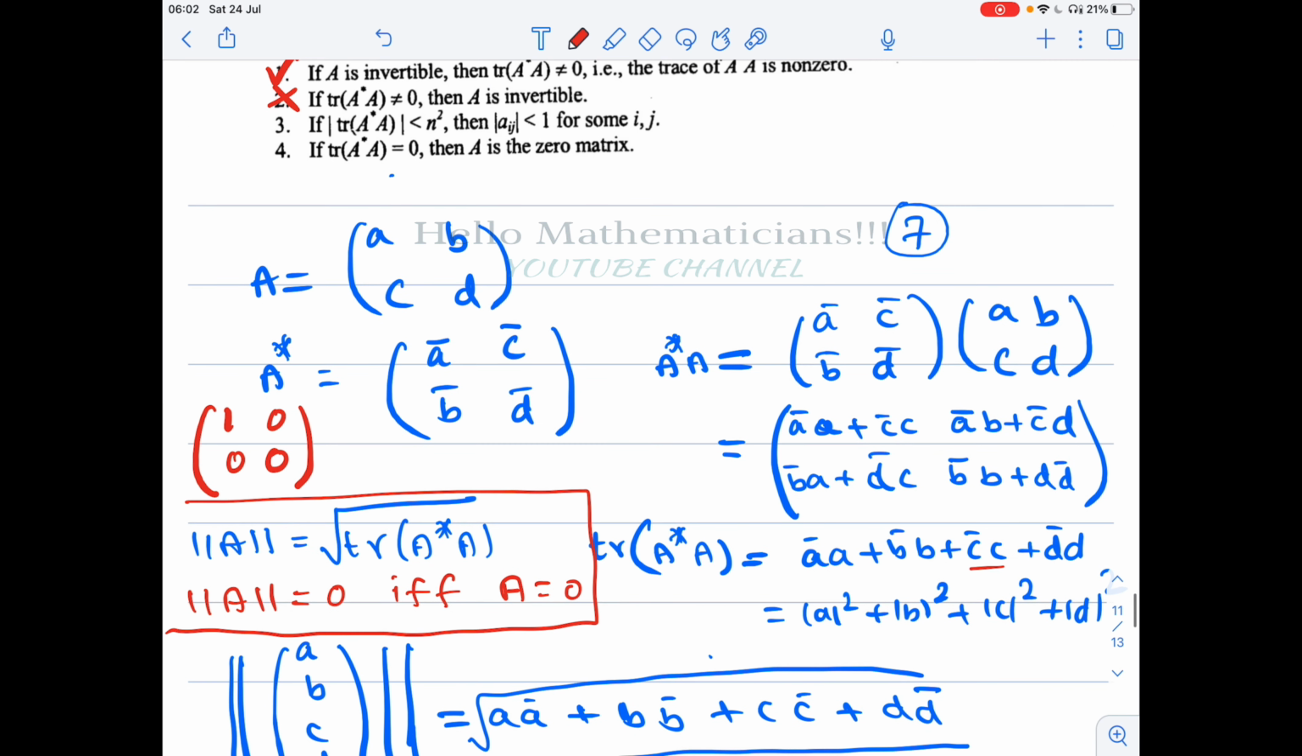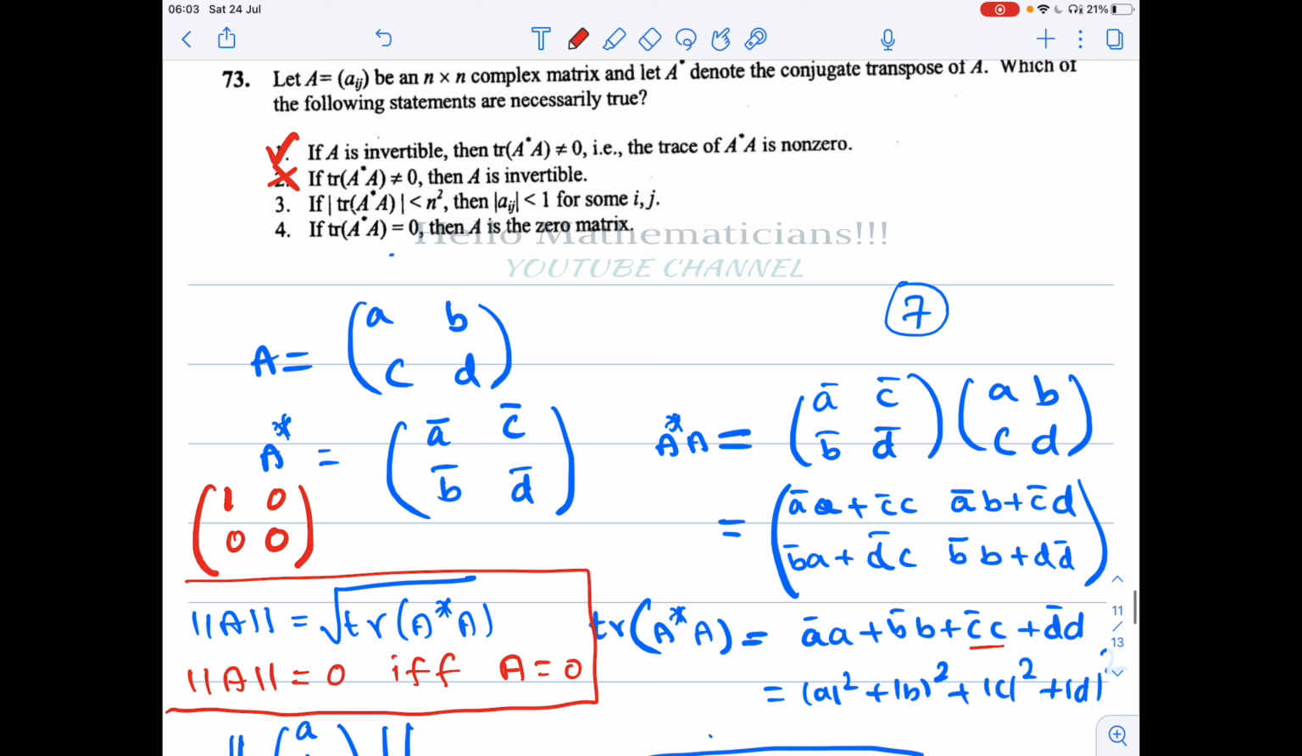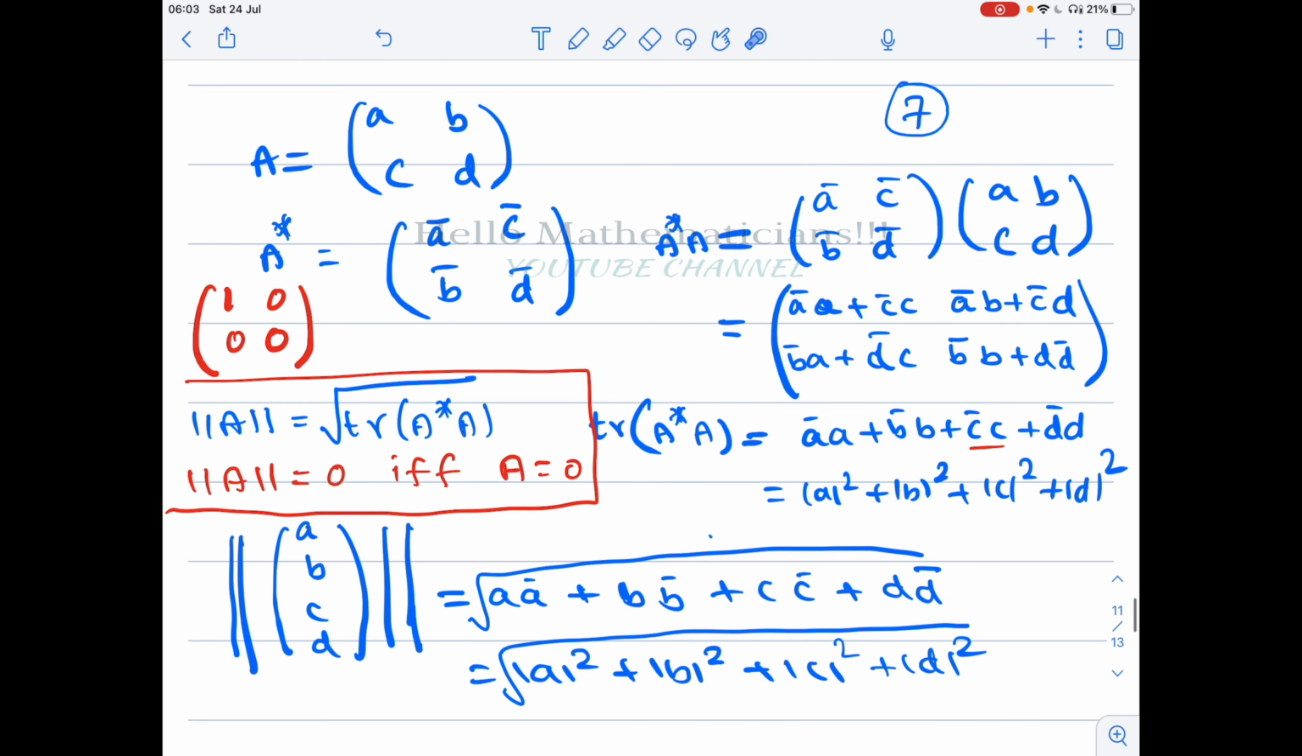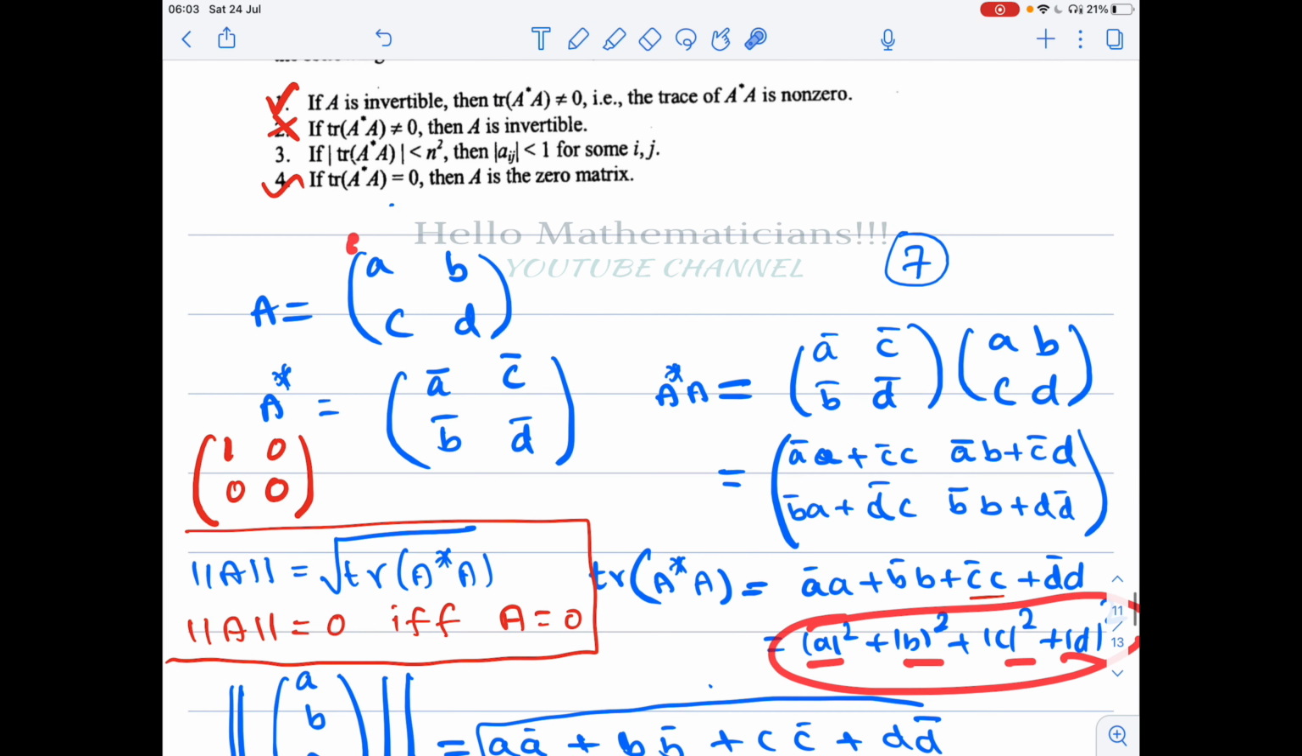Now, maybe we'll do the last option first. If trace of A star A equals 0, then A is a 0 matrix. That is basically this condition only. We know trace of A star A equals 0 if and only if A equals 0. So they are asking this direction: if trace of A star A equals 0, then A is a 0 matrix. Yes, the answer is true. You can see it here also. If this quantity is 0, then each of A, B, C, D has to be 0. Then that means the matrix is a 0 matrix.